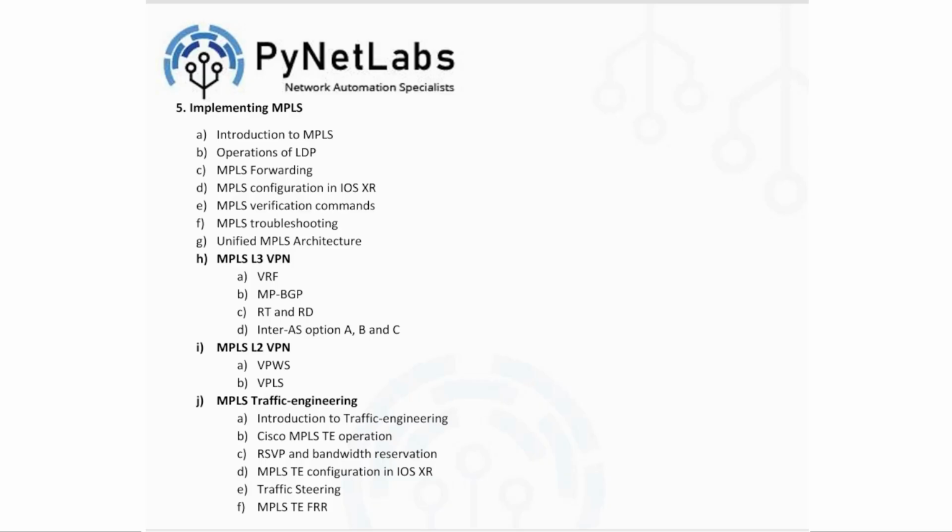Then we'll move to the services. We will start the services discussion with MPLS L3 VPN and the different components involved like VRF, MPBGP, route target, and route distinguisher. Once we have learned the basic L3 VPN, we will see what the different inter-AS L3 VPN options available are, like option A, option B, and option C.